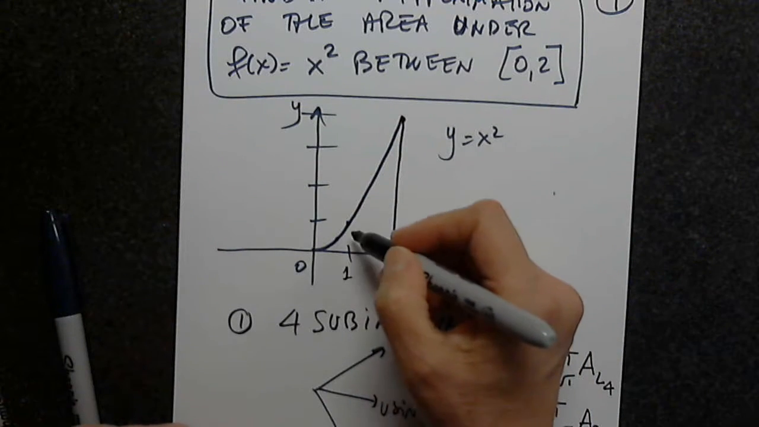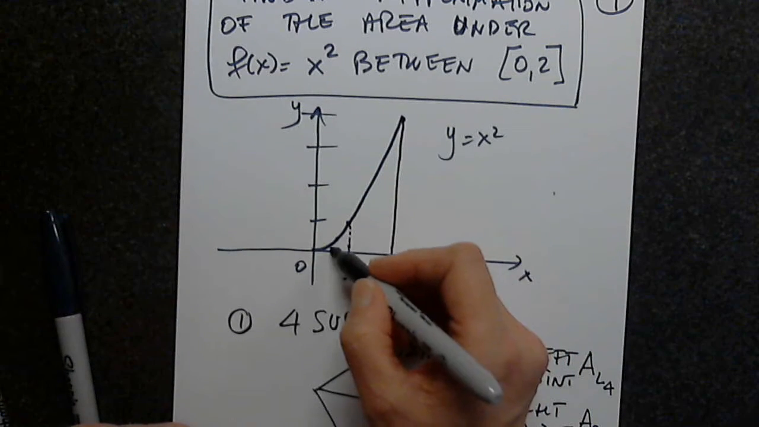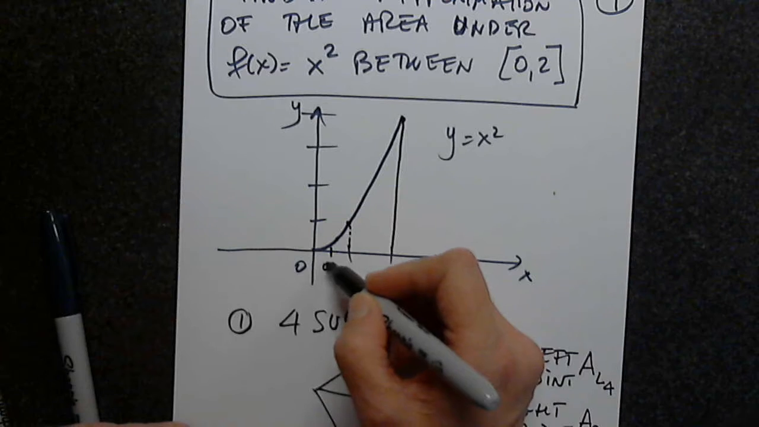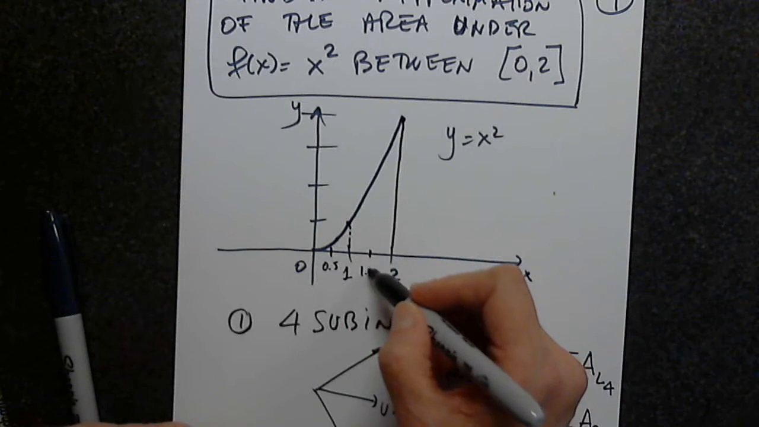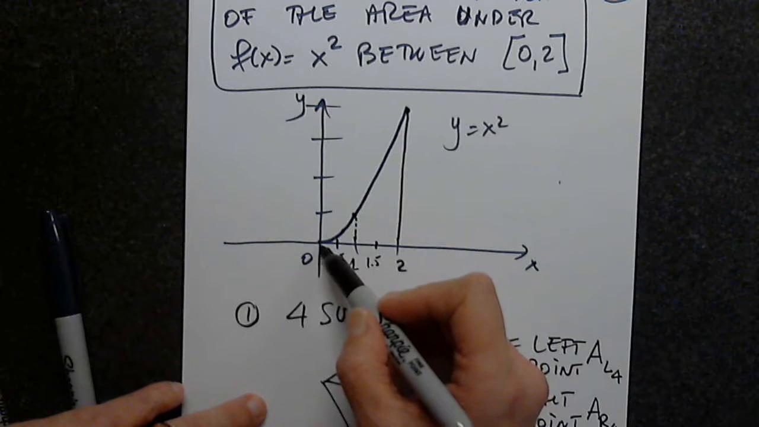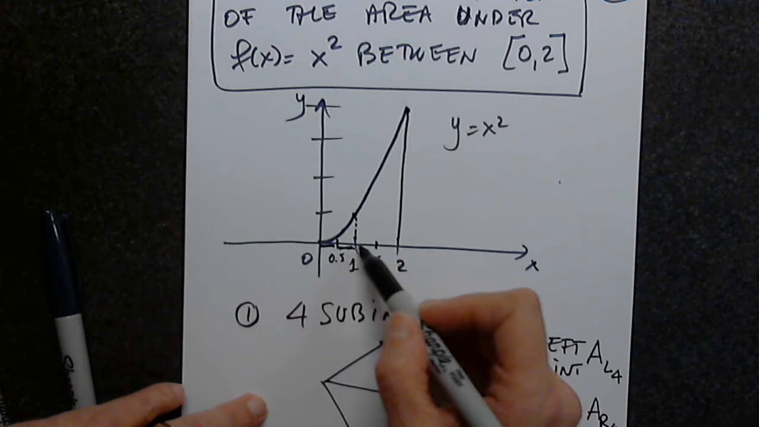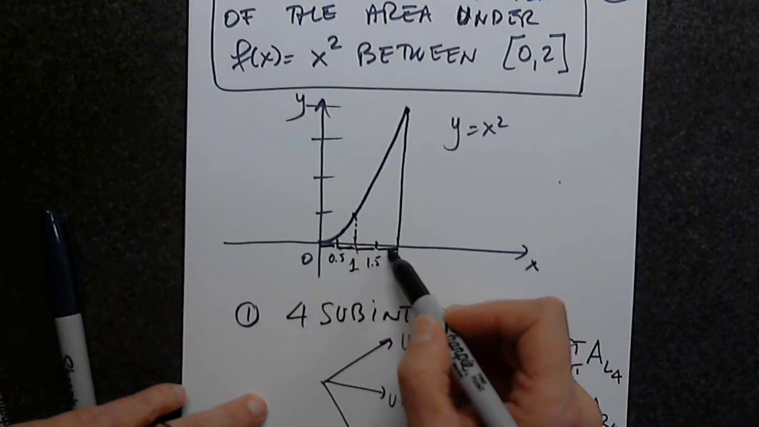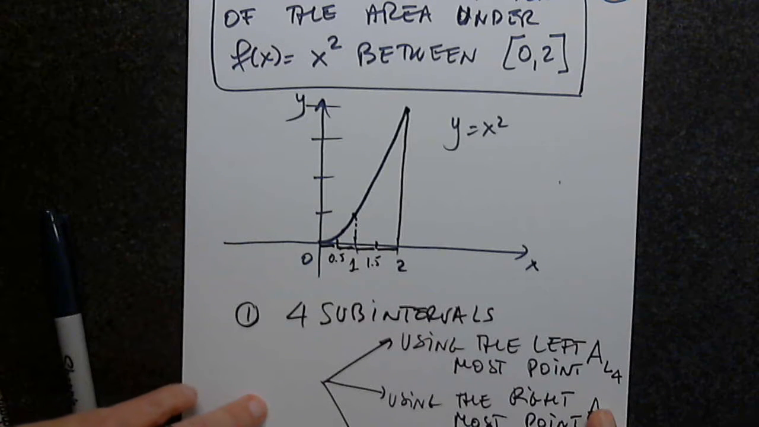So this is 1. Right here in the middle, 0.5. Right here in the middle, 1.5. I created 4 subintervals. This is 1. This is the other. This is the third. And this is the fourth. 4 subintervals with the same width.